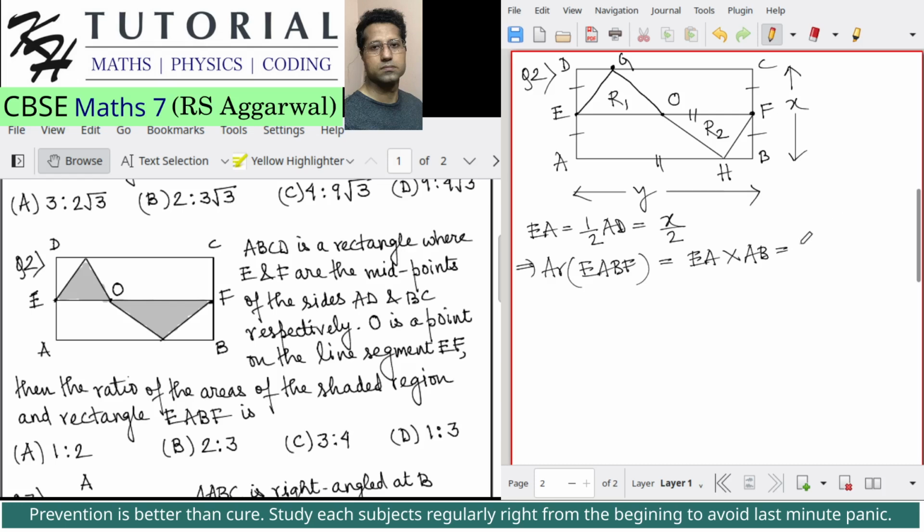EA is X by 2 multiplied by AB, AB is Y. So this is XY by 2. XY by 2 is the area of the rectangle EABF. Now we have to find the area of the region R1 and R2.